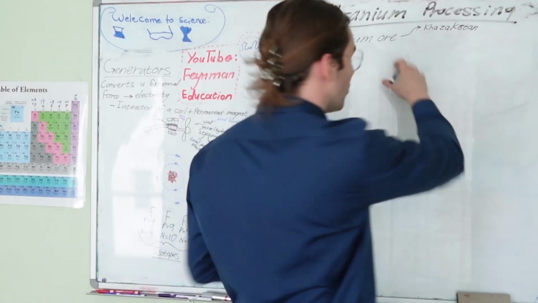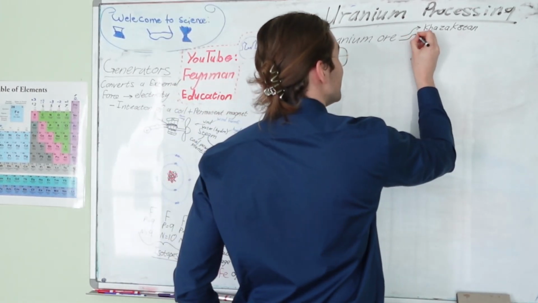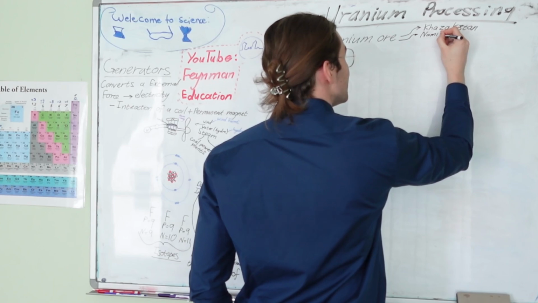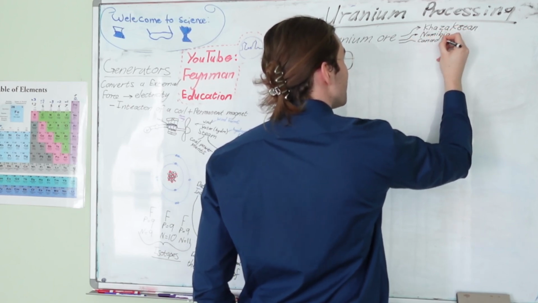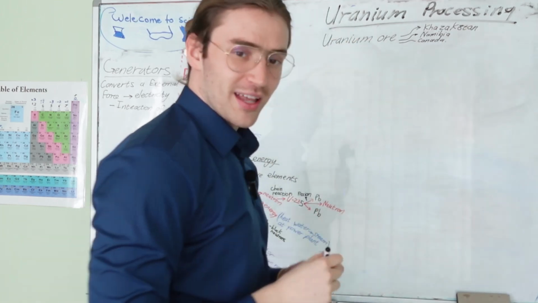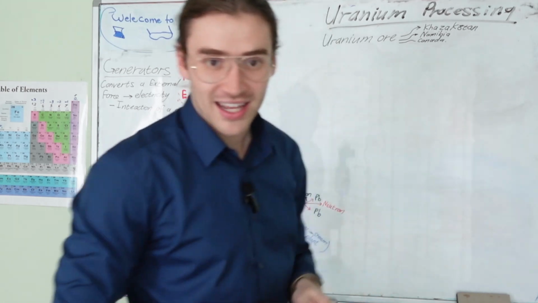So most of the uranium ore in the world is made in Kazakhstan. Okay, the next one is Namibia, and then Canada. Some of my followers have also told me that Iraq has some uranium mines. Okay, so uranium ore is mined mainly in Kazakhstan, Namibia, and Canada.